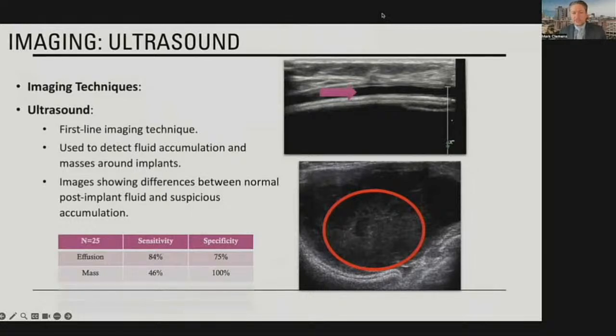But in a situation where there are asymmetries or a large fluid collection, the first line imaging technique is an ultrasound evaluation. In the slide on the top, you can see a fluid collection, that black line separating skin above and implant below. That would be considered abnormal, as well as a mass, which can also be seen on ultrasound evaluation. On the bottom, that's a large mass pushing down or scalloping into a breast implant, also abnormal. Now you have to differentiate this from breast cancer, which can also form breast masses. It affects 1 in 7 women, and it's obviously much more common than breast implant-associated ALCL. So it's important to differentiate between these two.